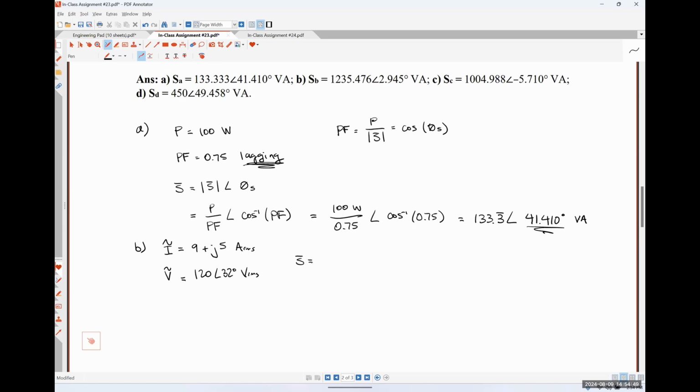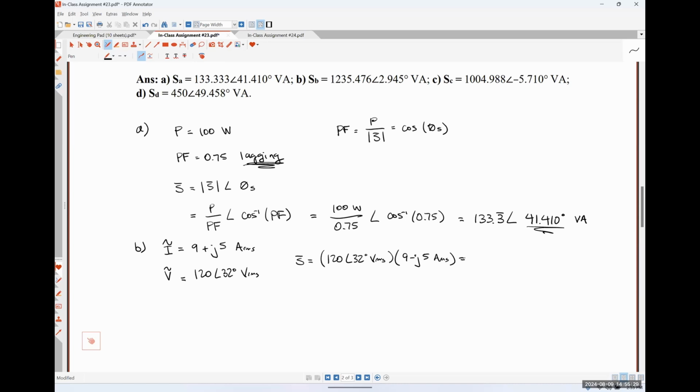We would just find the conjugate of the current and multiply by voltage. Exactly right. So that would look like 120 angle 32 degrees volts RMS. The voltage gets left alone. How do we take the complex conjugate of this current? It's in rectangular form. Change the sign of the imaginary part. Exactly right. So what would that look like, Austin? 9 minus j5. Perfect. So 9 minus j5 amps RMS.